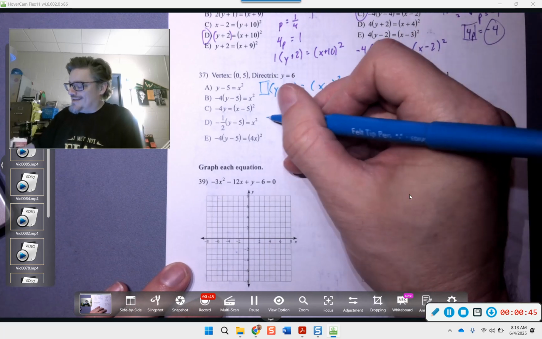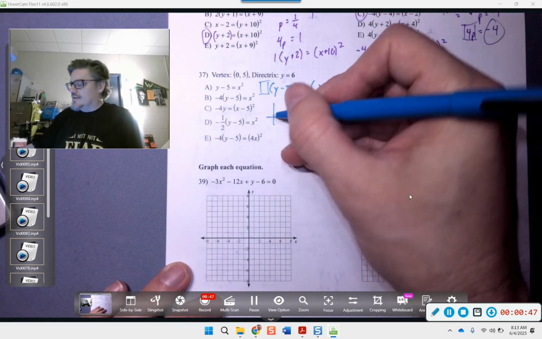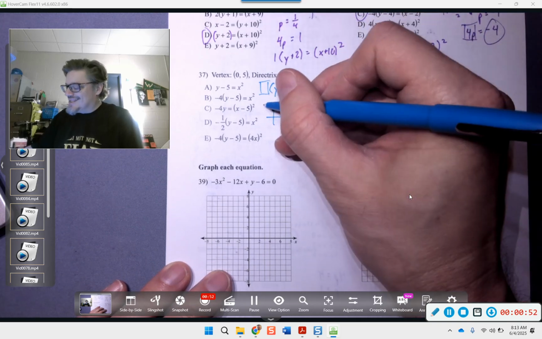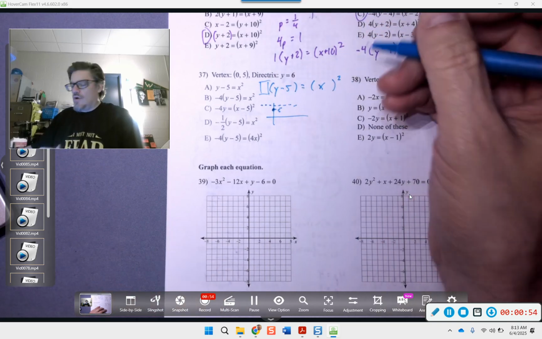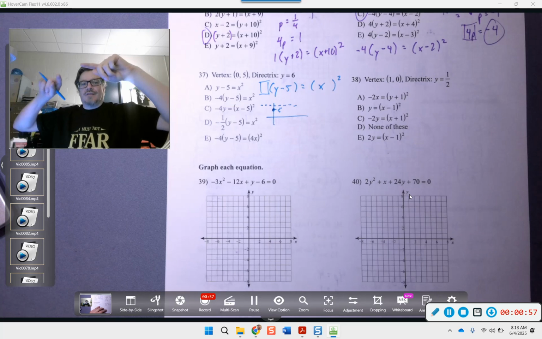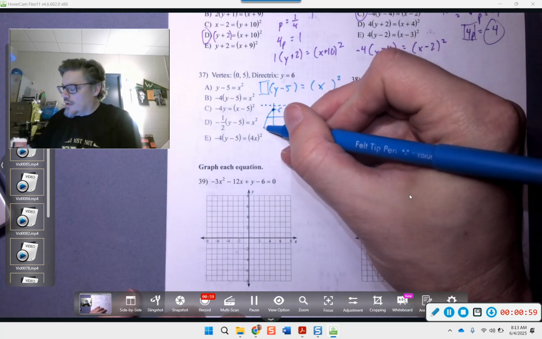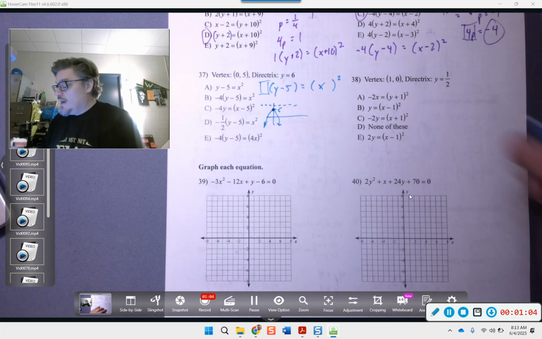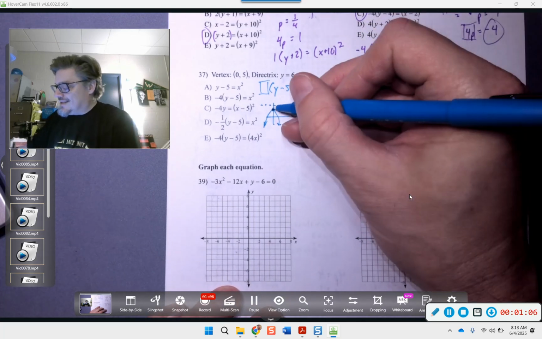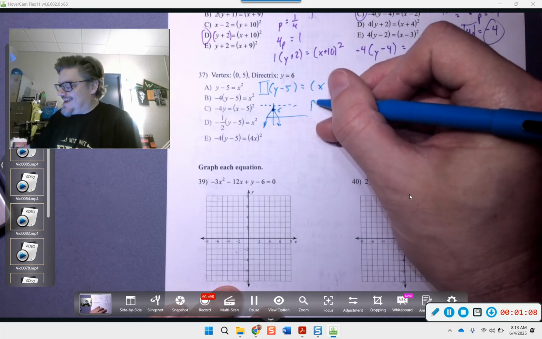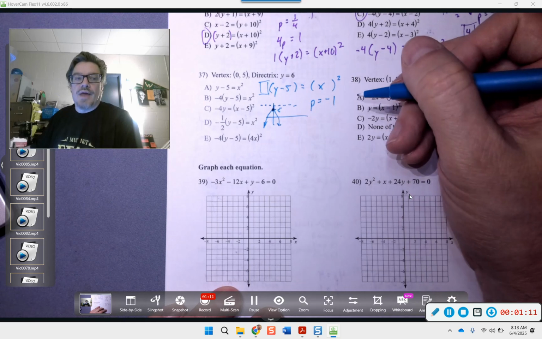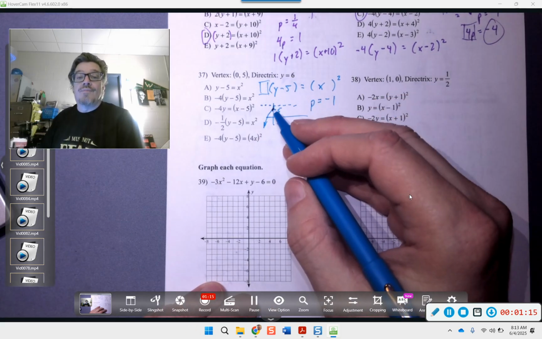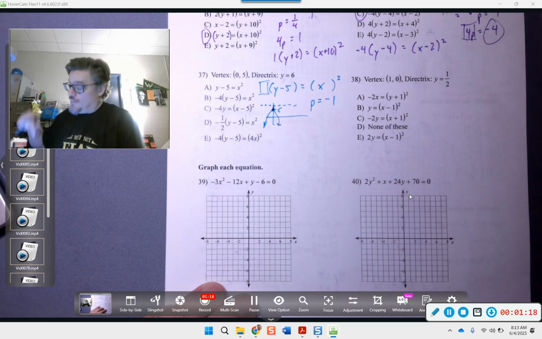So if I'm at (0, 5), x is 0, positive 5 up here, and the directrix is 6. That means it's above him, so the parabola has to open downward. And so we know the p-value is going to be negative. And also, that distance from here to here is 1. So we're saying that p equals negative 1, because we're pointing downward, and that distance from 5 to 6 is 1. So we're going to point that down.